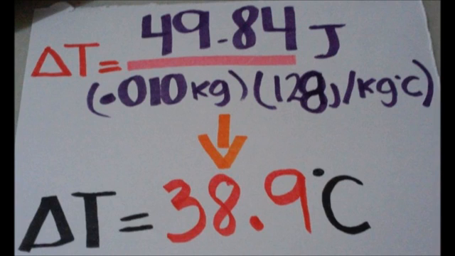I'm going to put in my values, and my equation will look like this. Change in temperature equal to 49.84 joules, which is the value for heat, divided by 0.010 kilograms, which is the mass of the bullet, times the specific heat of it, which is 128 joules per kilogram Celsius. I use my calculator to find the answer, and the result is a 38.9 Celsius change in temperature.